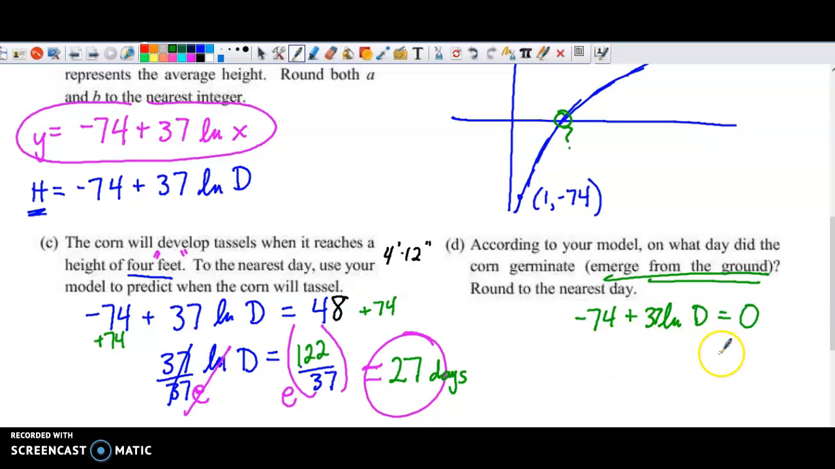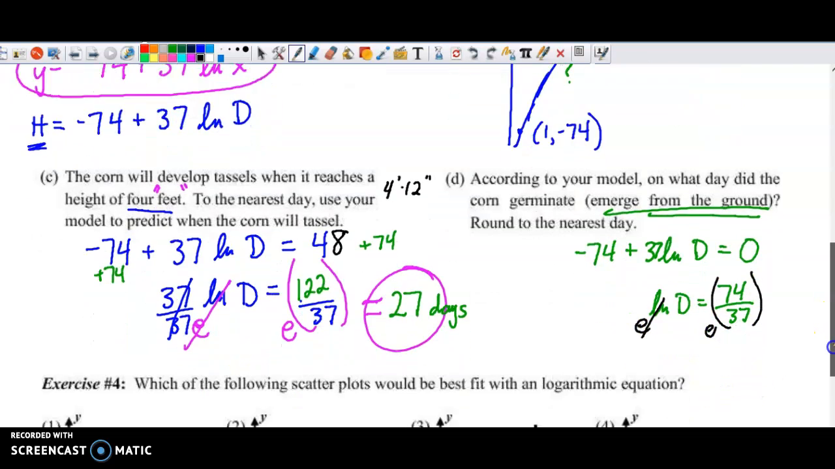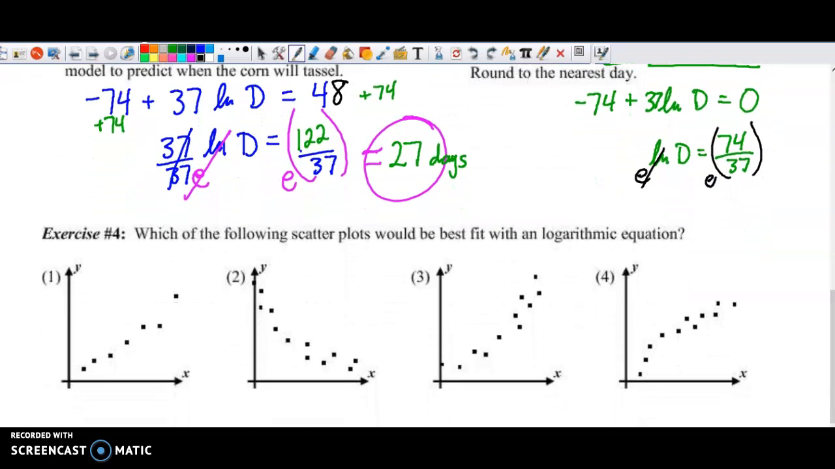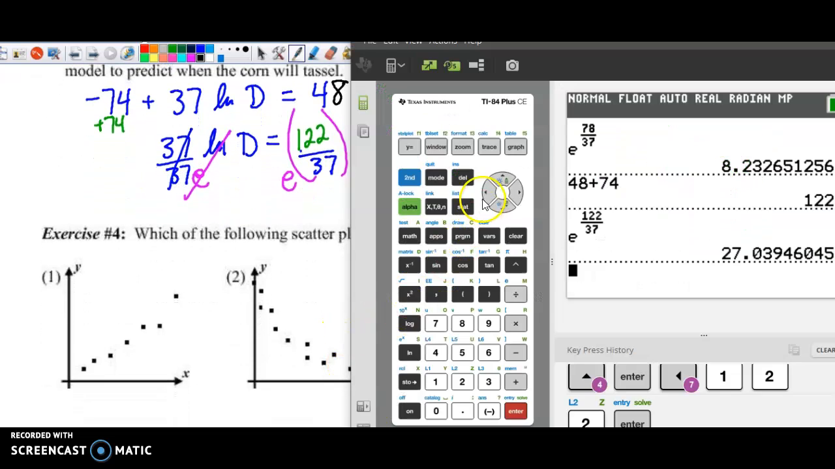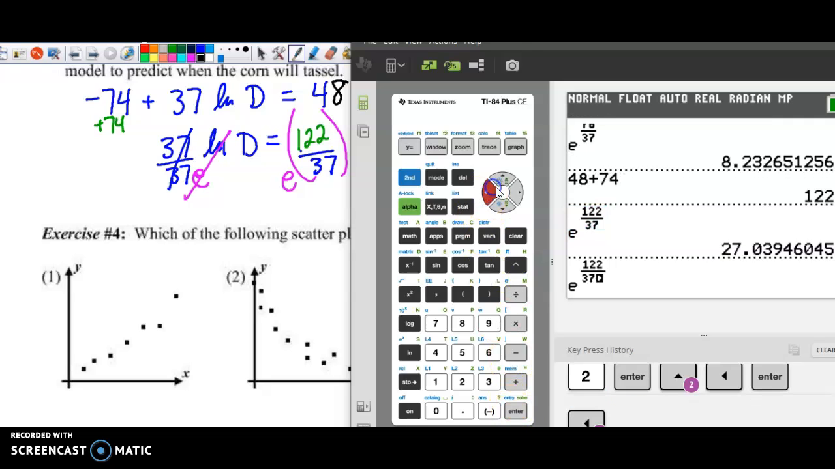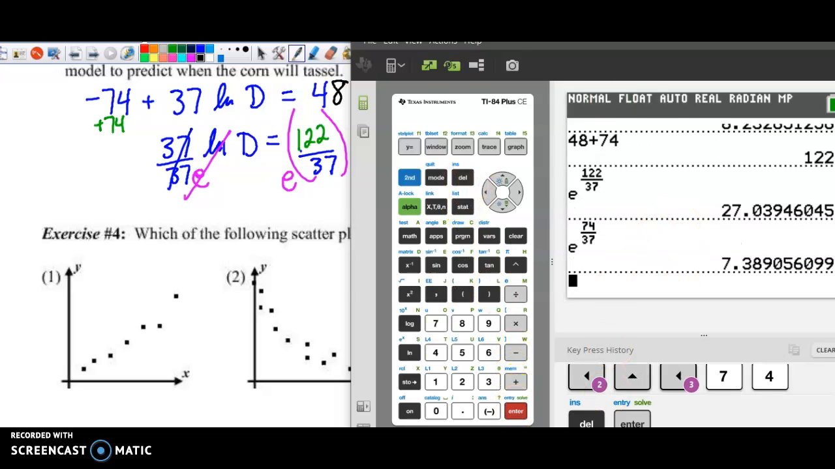So as I add 74 over and divide by 37, to solve this, you take e to both sides. And I'm going to show you on the calculator because I'm running out of time here. 74. That would get an answer of about 7 days.